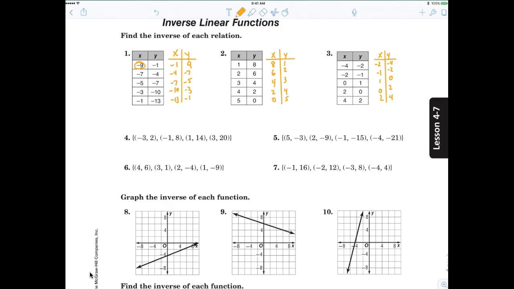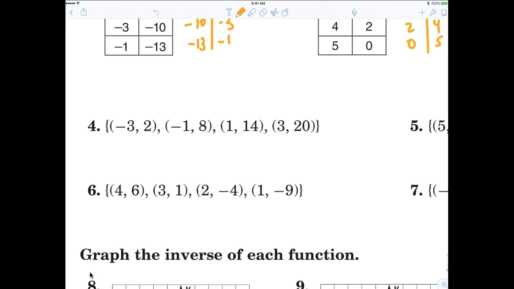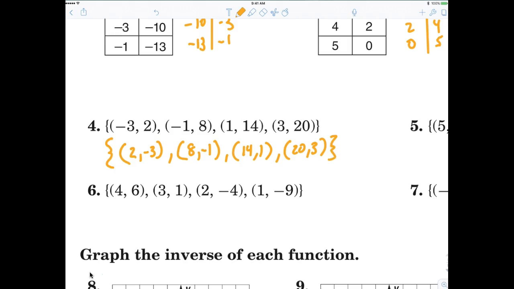Now, we're going to take a look at it if it's written as ordered pairs. Let's talk about how simple that would be. 2, -3, 8, -1, 14, 1, and 20, 3. So again, one more time, all I did was the x became the y, and the y became the x. Hopefully you feel good about that.